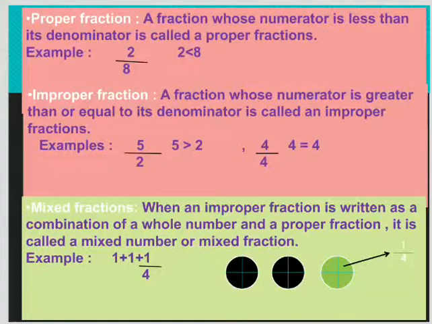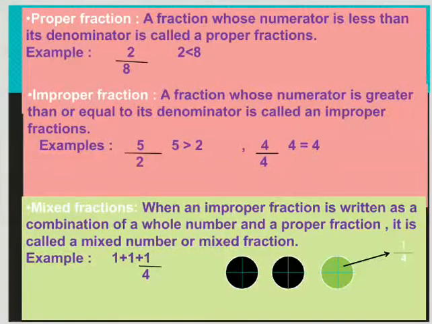Next is improper fraction. In this case, the numerator is greater than or equal to the denominator. Then this type of fraction is known as an improper fraction. Now let's consider this example: 5 divided by 2. Here the numerator is greater. 5 is the numerator, which is greater than the denominator, so this fraction is clearly an improper fraction. One more case: if the numerator and denominator are both the same, meaning 4 is equal to 4, then it is also known as an improper fraction. Clear?